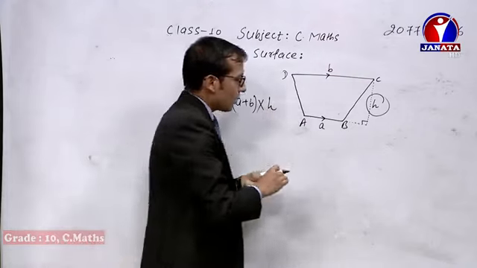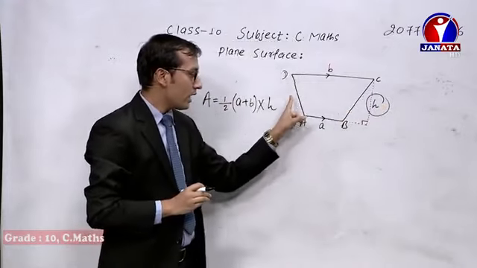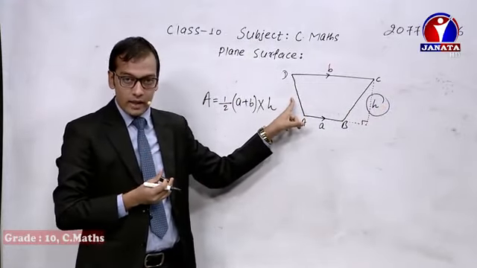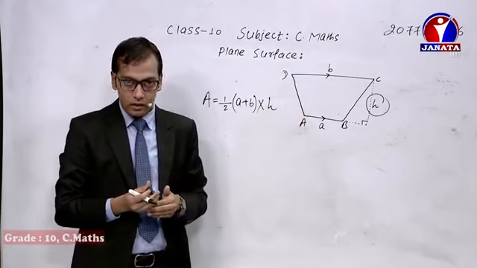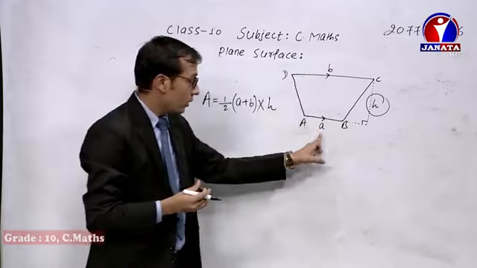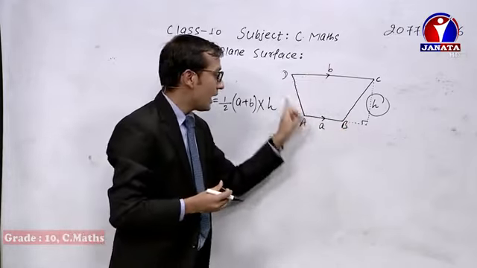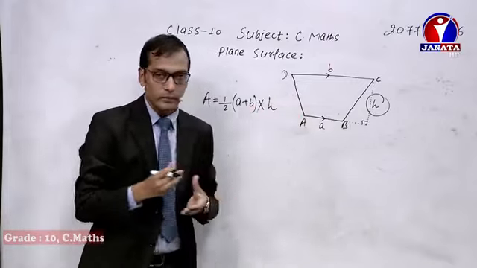What are these two sides BC and AD called? BC and AD are the non-parallel sides of this figure. These two sides are called legs. The base and top parallel sides are called bases: AB and DC are bases, and BC and AD are called legs. So we will practice questions later.